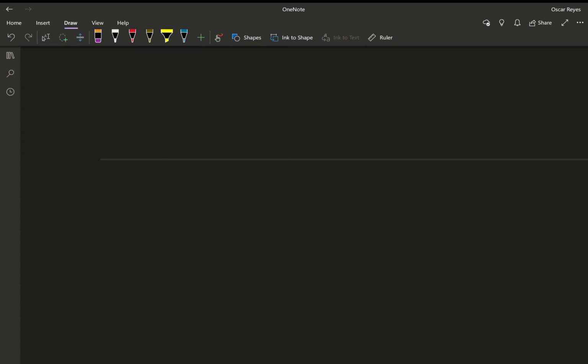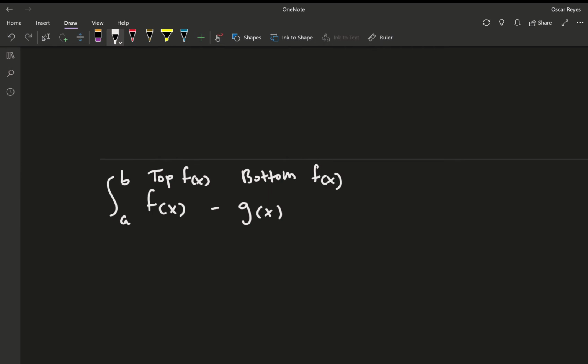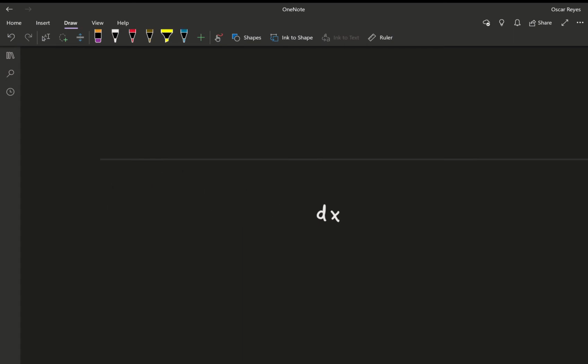The first thing that we have to do is make sure that these functions are continuous. If they're continuous functions and one is greater than the other, then the area between the two functions, on an interval of a and b, is the integral from a to b of one function, which is the top function, minus the second function, or the bottom function, with respect to whatever variable you're looking at it from. Okay, so let's look at it in the form of an example.